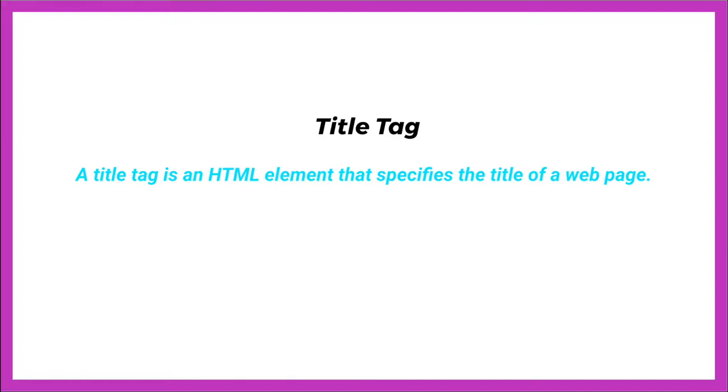Title tags are the second most important on-page factor for SEO after content. A title tag is an HTML element that specifies the title of a web page. The title tag of a web page is meant to be an accurate and concise description of a page's content. Title tags are used in three key places: search engine page results, web browsers, and social networks.